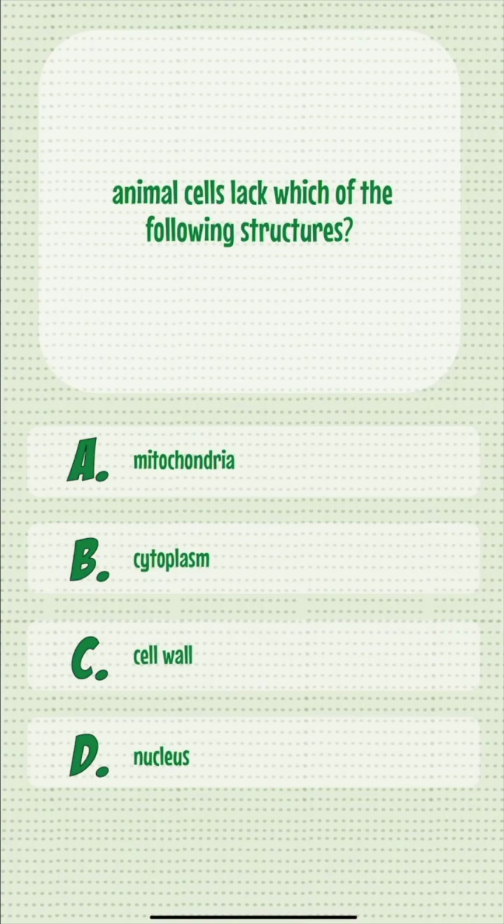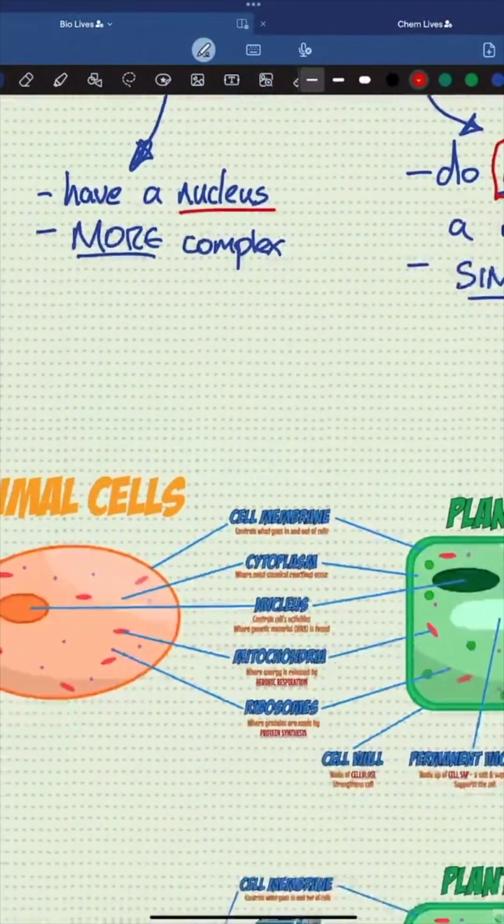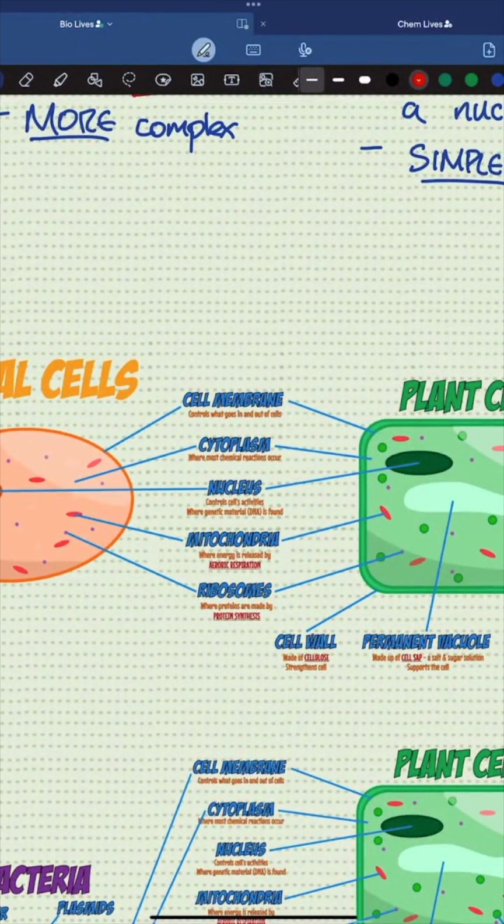So let me know. This is the difference between animal and plant cells. Plant cells have 3 extra structures compared to animal cells. It's basically asking you. Cell wall. Yep, it's a cell wall. So let's look at the differences here. We've got an animal cell. We've got a plant cell.